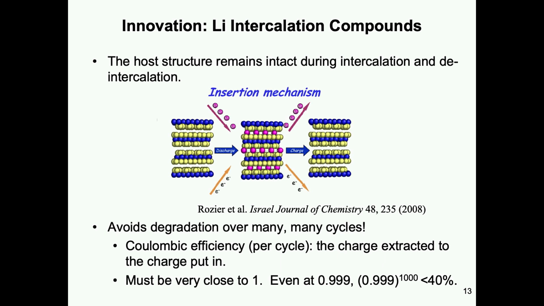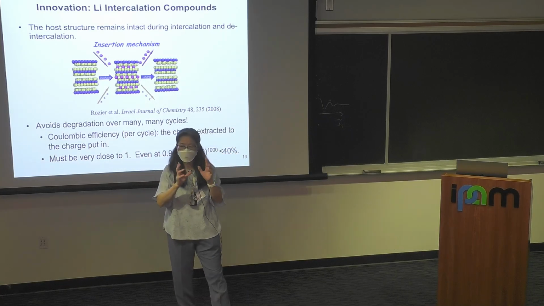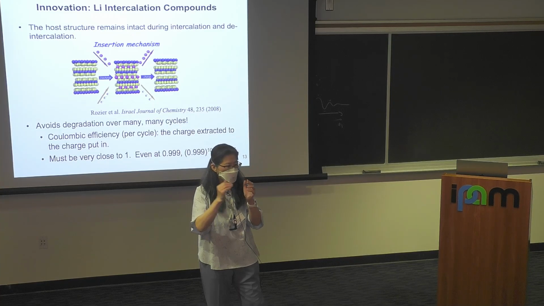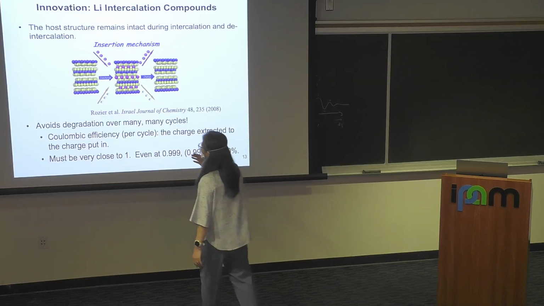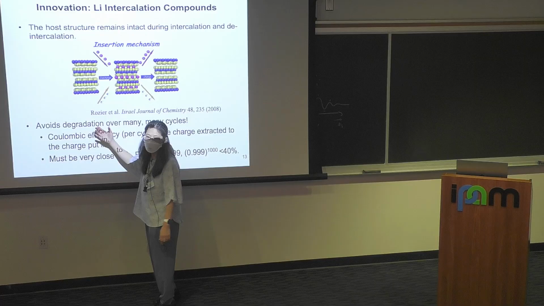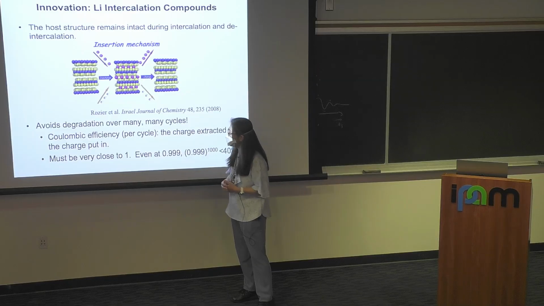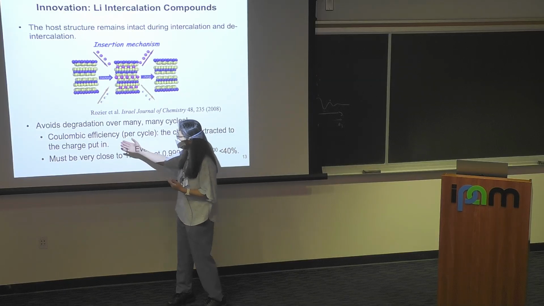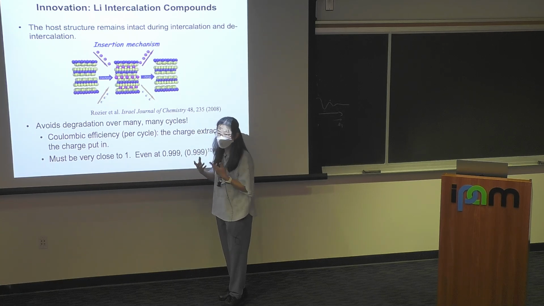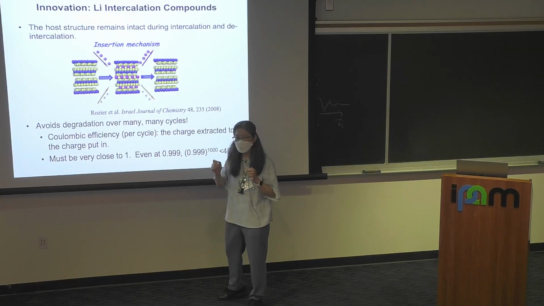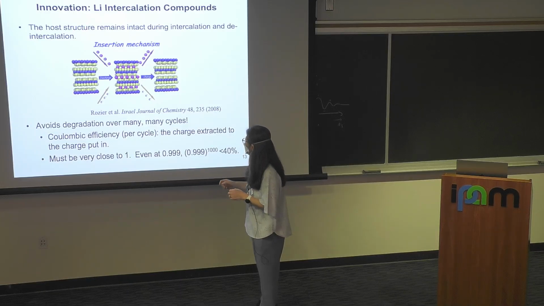And the important thing is that it doesn't change the crystal structure. The lithium just comes in and out. The host structure stays the same. That allows it to not degrade as you cycle it. And then the concept of coulombic efficiency is typically used to describe how much energy it's going to keep as you charge and discharge.